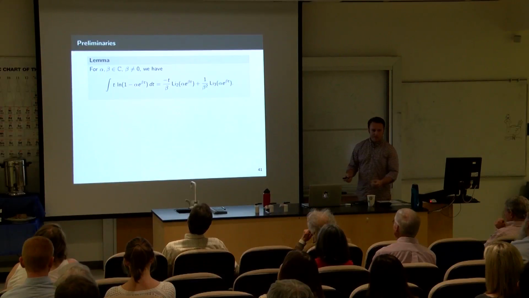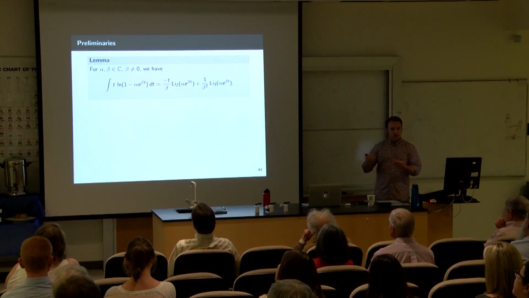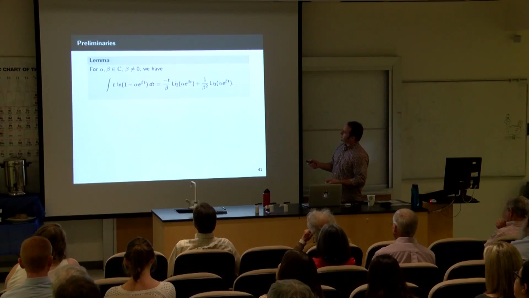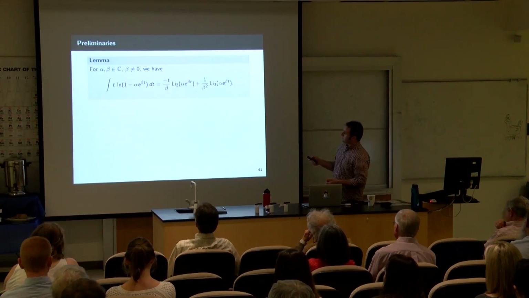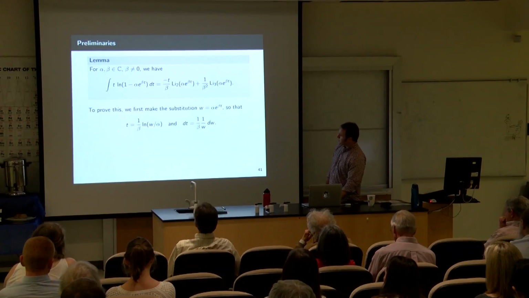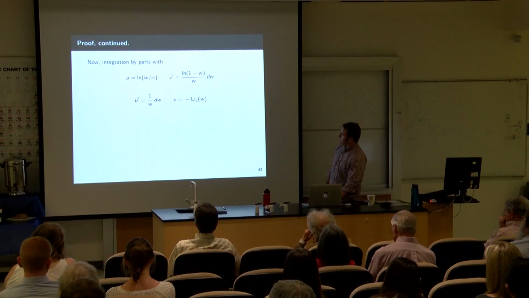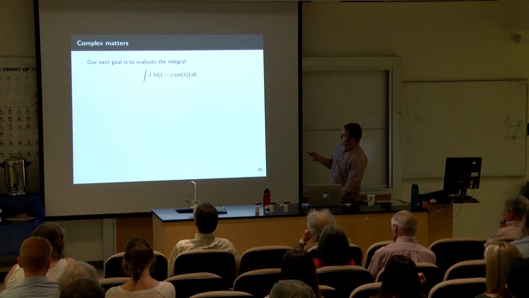We wanted to evaluate that integral with the log and the sine. Well, that was hard to do, so I had to prove a lemma where I was integrating log of 1 minus some constant alpha e to the beta t. And that integral is written in terms of the polylogarithm functions. Skip the proof of this. We want to evaluate this.